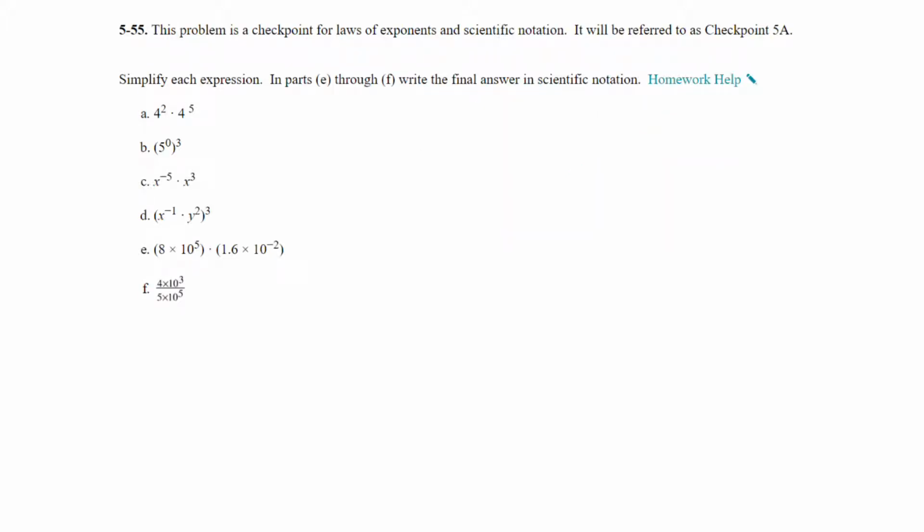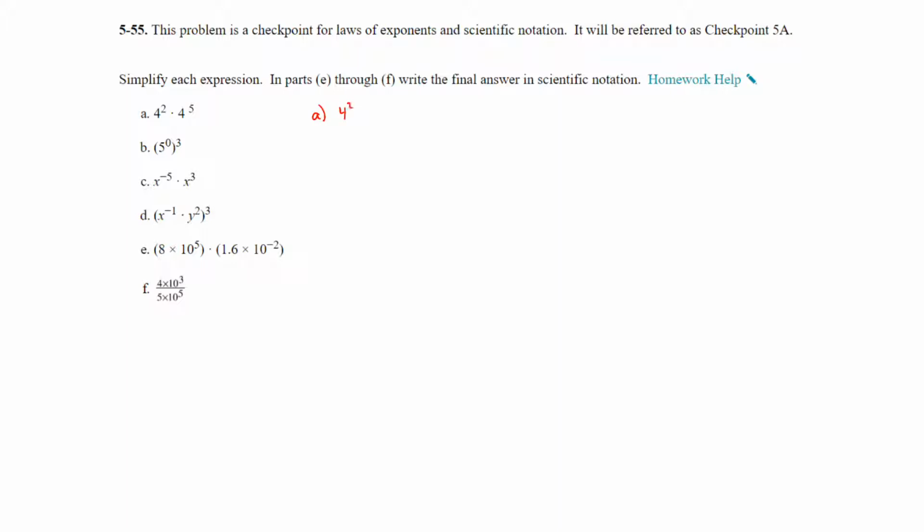And the last question, 55. This problem is a checkpoint for laws of exponents in scientific notation. It will be referred to as checkpoint 5A. So we have 6 different questions here dealing with the laws of exponents that we have been practicing and the scientific notation. Simplify each expression. In parts E through F, write the final answer in scientific form. So we'll go ahead and start with question A.